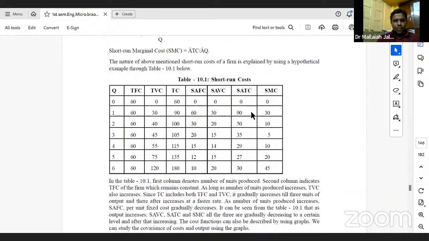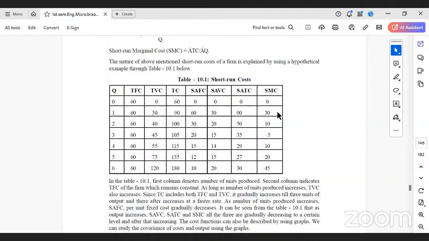So total cost, when we add together this TC, short run average total cost, this is MC, marginal cost. When we use additional labor, how much changes in the total cost? See, 60 to 90, how much the difference? It is 30, right? That is marginal cost.